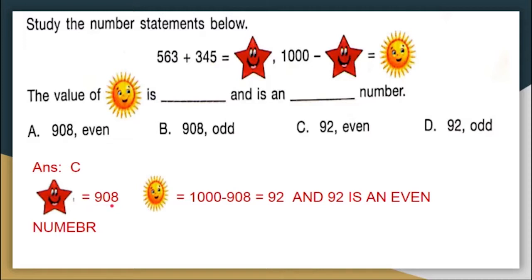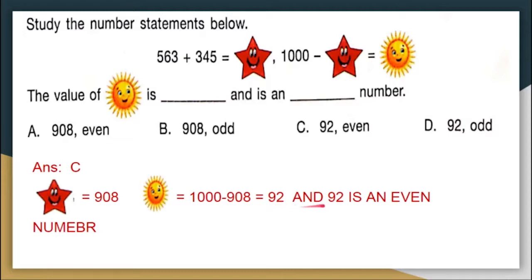And then what is given? 1000 minus star is equal to sun. So what is the value of sun? The value of sun is 1000 minus 908. 908 is the value of star. So when you subtract 908 from 1000, what will you get? You get the answer as 92. So what is the answer for this question? The value of sun is 92.